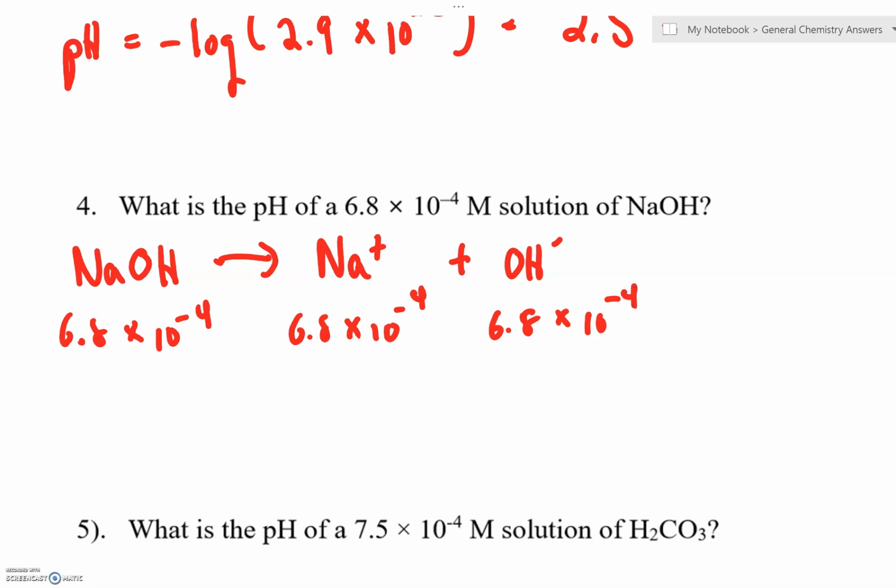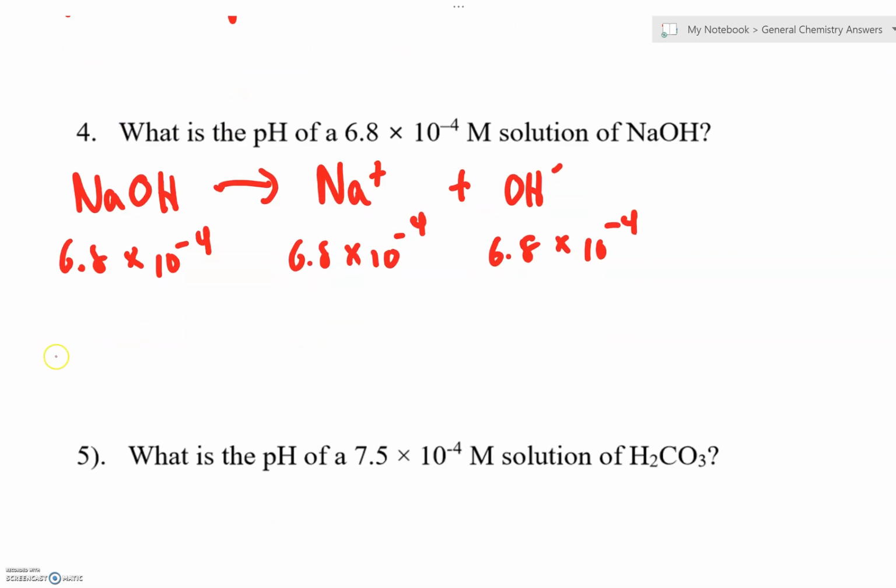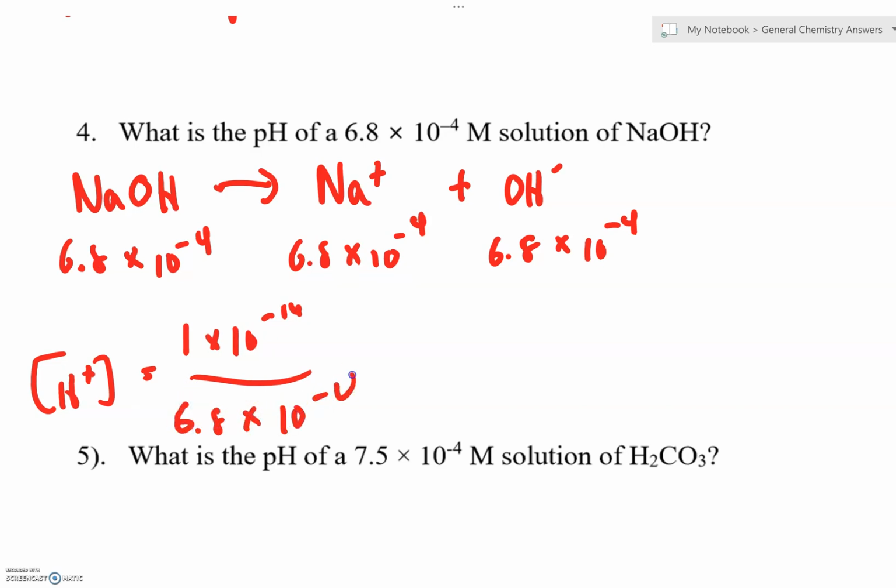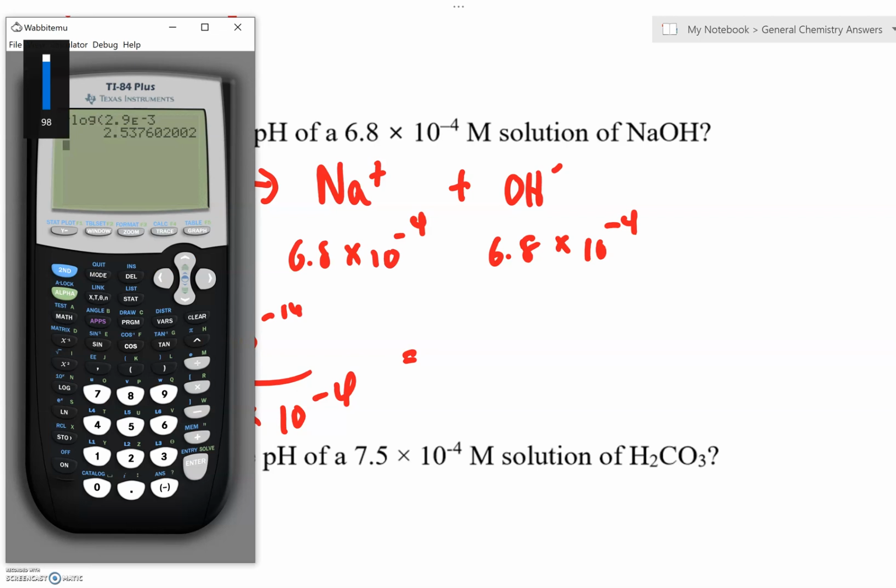That's going to go right into our equation to solve for H plus, because we don't know H plus, we know OH minus. So this is getting to be pretty standard fare here. 1 times 10 to the negative 14th divided by 6.8 times 10 to the negative 4th. And we'll plug this into our calculator and then use the answer in the next step.